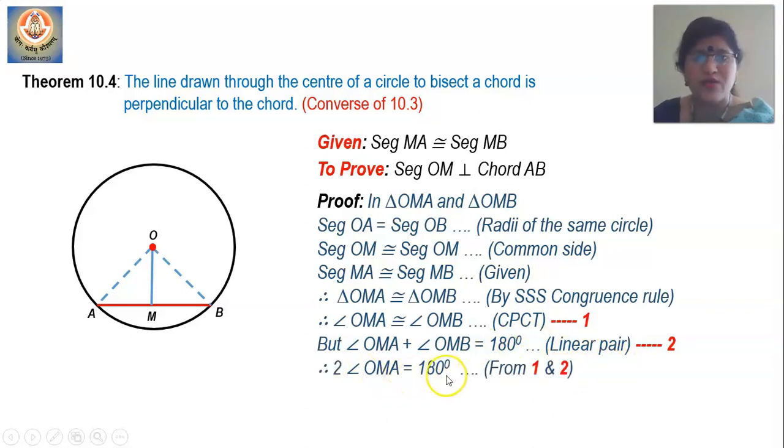Twice angle OMA equal to 180 from 1 and 2. I substitute statement 1 in statement 2. Instead of OMB, I write OMA because OMB is equal to OMA. So angle OMA plus angle OMA is equal to 180. So 2 times angle OMA is 180. So what do you get? OMA as 90. And if angle OMA is 90, it means that OMB is also 90. Therefore, OM is perpendicular to chord.